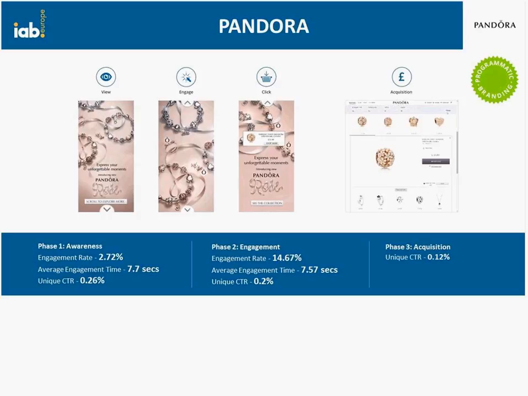Nasha, that's great. Great to see brand campaigns being presented here. So I'm now going to pass over to Alex for our last case study for today.